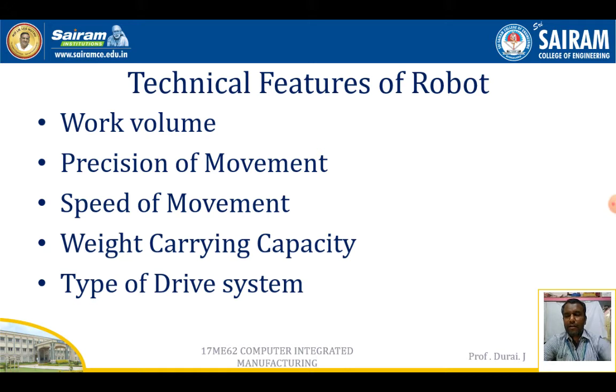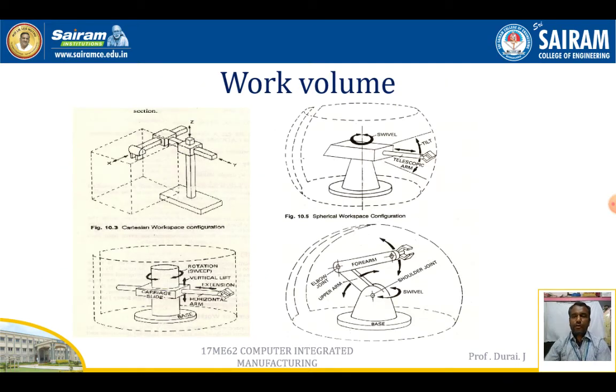So there are five important technical features in robots. One is the work volume, second is the precision of movement, third is the speed of movement, fourth is the weight carrying capacity, and fifth is the types of drive system. So now we will see them one by one. First we are going to discuss the work volume.